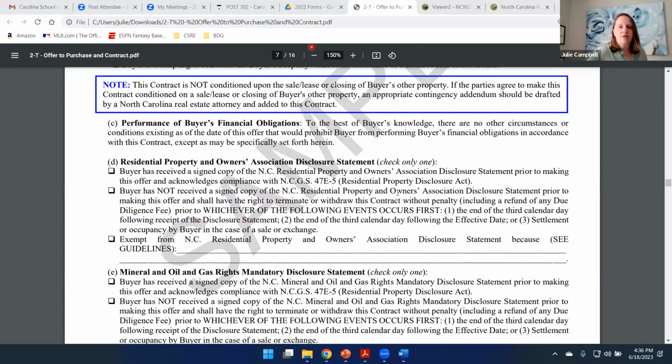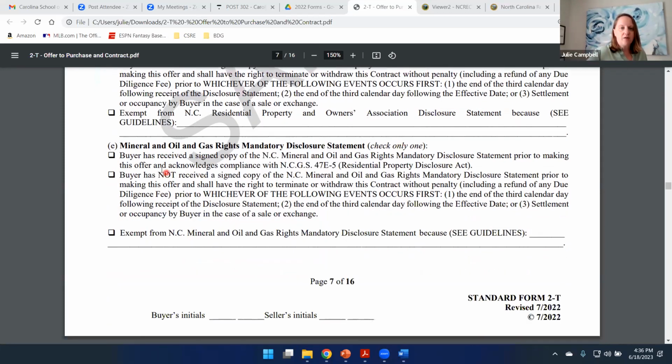Then we go through the same little exercise again with the MOG. Buyer has received it prior to making this offer. Buyer has not received it, in which case they shall have the right to terminate within whichever happens first, the end of the third calendar day following receipt, or the end of the third calendar day following the effective date. Again, there's reasons for exemptions for the MOG as well. See the guidelines for the list.